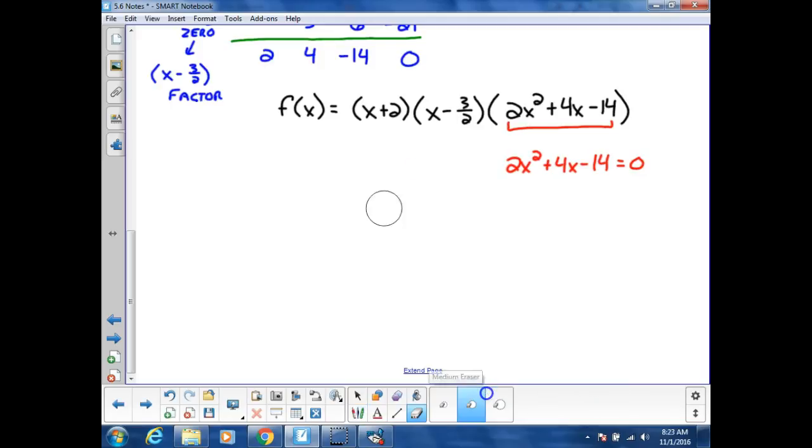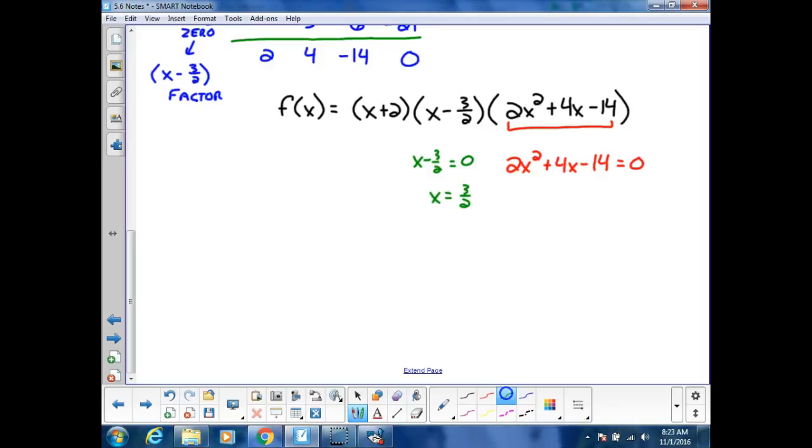I'll put these in a different color. We'll put those back into the green. x minus 3 halves equals 0, so x equals 3 halves. And x plus 2 equals 0, so x equals negative 2. So what are you going to do with 2x squared plus 4x minus 14, what's in red there? What are you going to factor? I would factor out a 2, right?